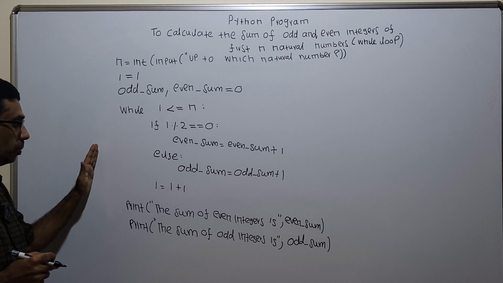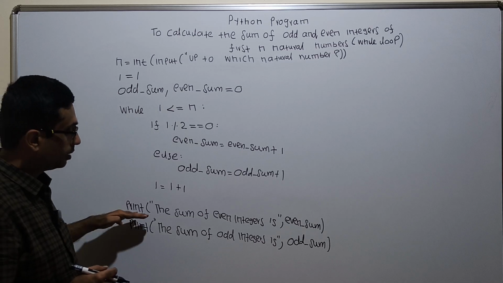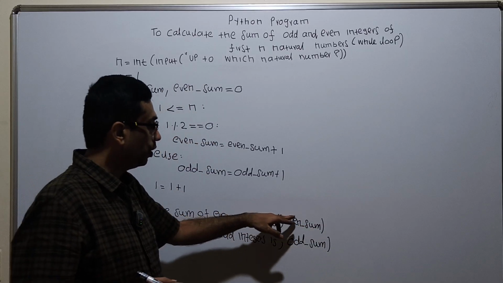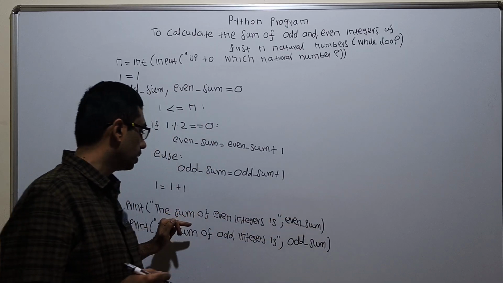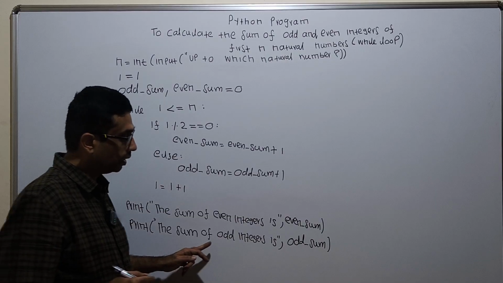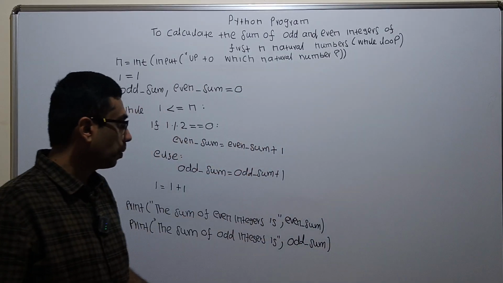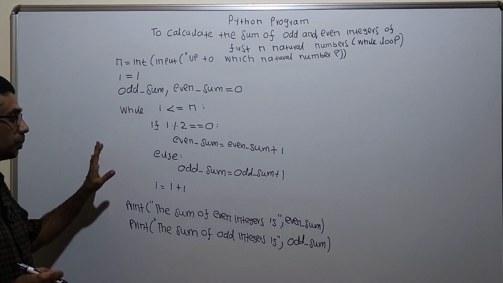And after the loop, control will come out and print "the sum of even integers is" followed by the variable even sum. That means the value in the variable even sum will get printed after the string "the sum of even integers is". Likewise, for "the sum of odd integers is", the value in the odd sum will get printed. So this is the program. You will take a sample input and check how this program works.